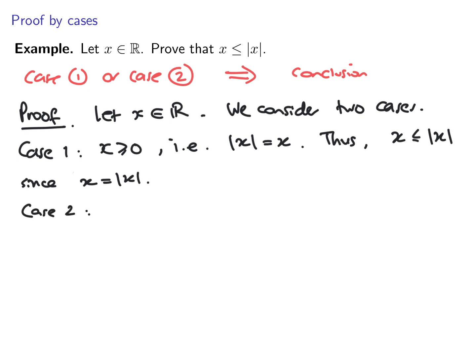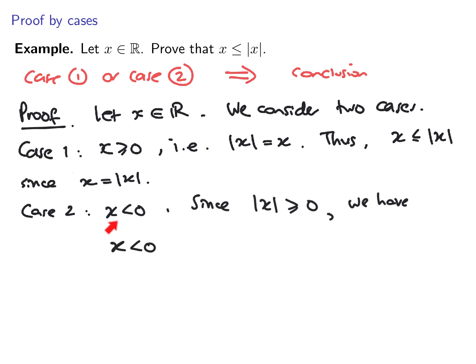Case 2. X is negative. Okay, since absolute value of x is always non-negative, we have the following inequalities. We have that x is less than 0. This is our second case, right? And 0 is less than or equal to absolute value of x, right? Because absolute value of x is always non-negative. Okay, so here we also have shown that x is less than or equal to absolute value of x.